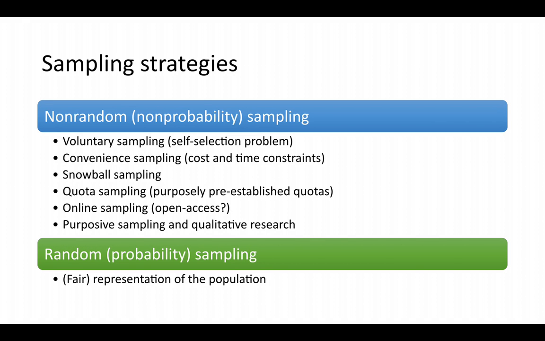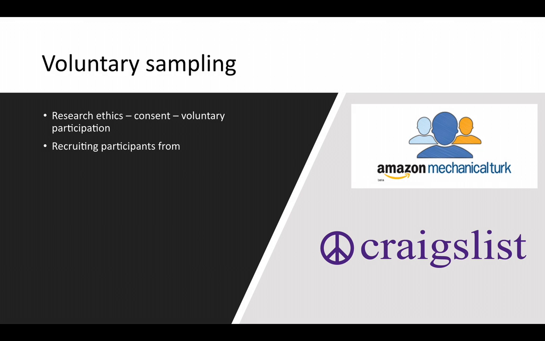Now, for random, we generally say we need a fair representation of the whole population. So we will say how you're gonna stratify it, or how you're gonna use different methods to actually select a representative sample of the population. So let's talk about the non-random first. The first one I want to mention is voluntary sampling, right?